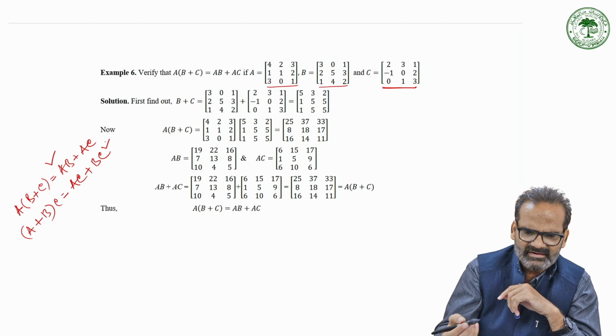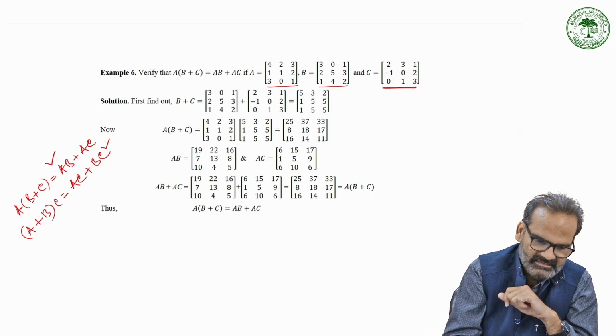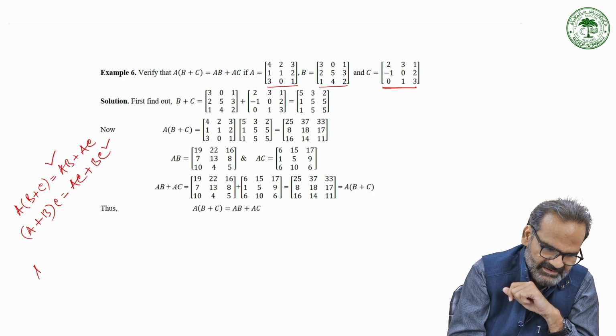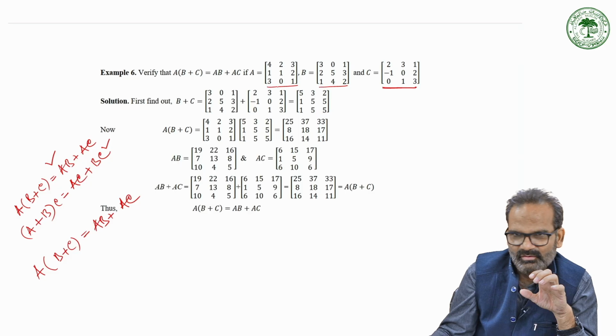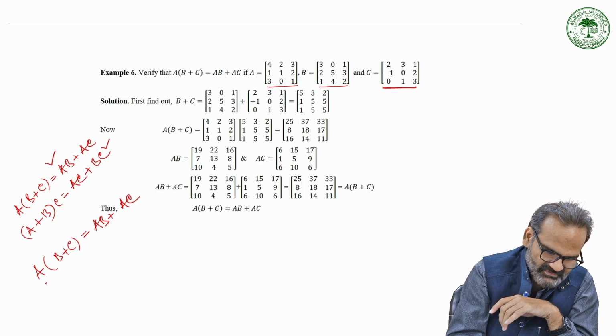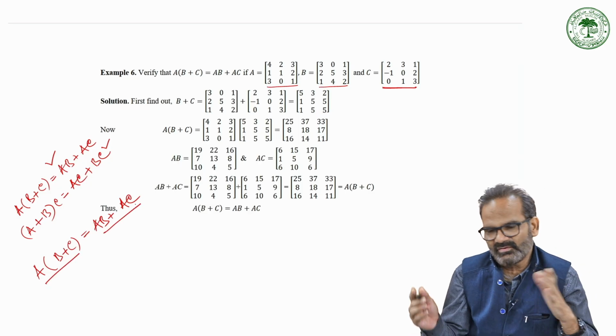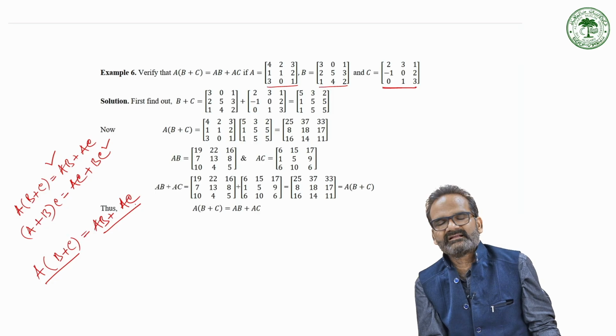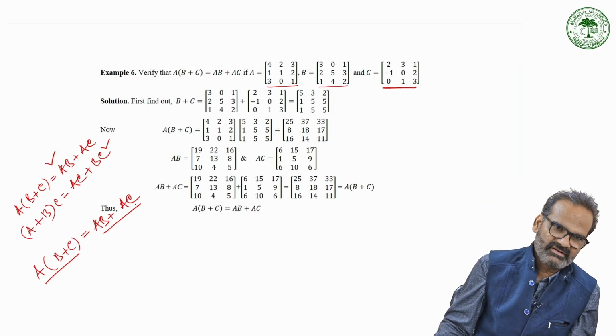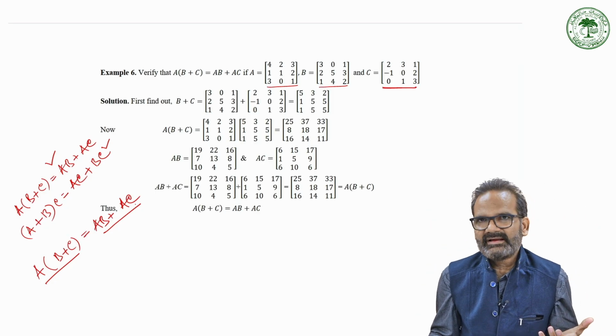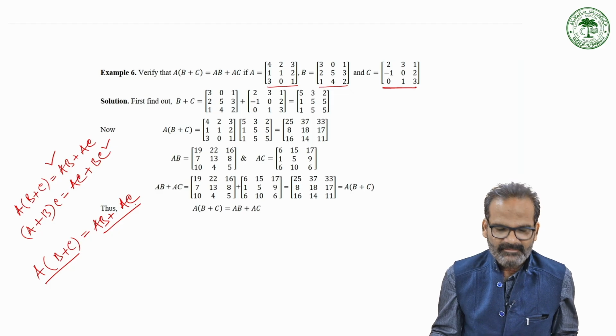Now very simple, what we want to do here? We want to show that A(B + C) = AB + AC. We know A, we know B, we know C. Take this as your left hand side, this as your right hand side. And what we have to do in such questions is find out the left hand side and then find out the right hand side. Both sides should be equal.